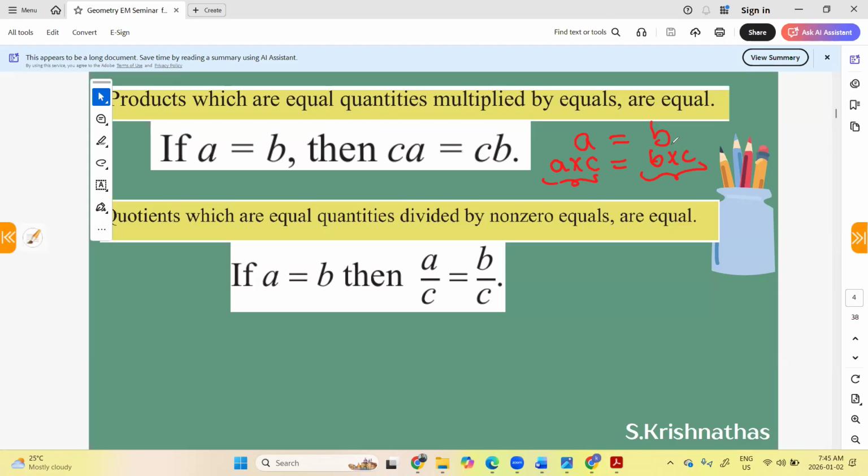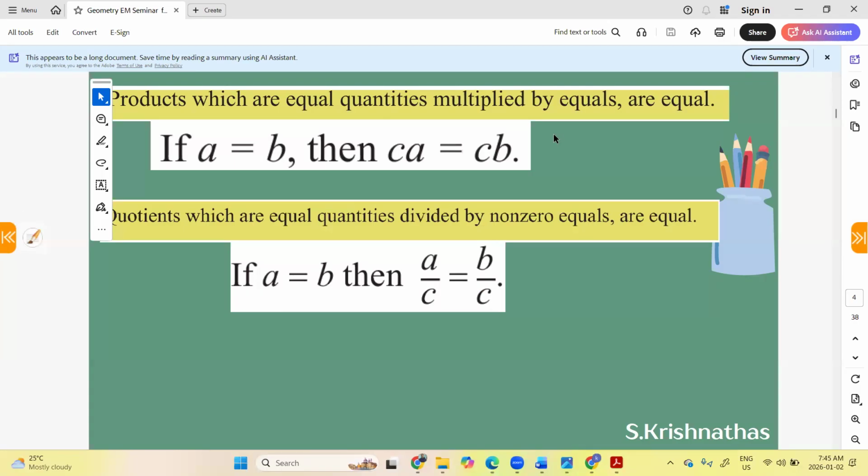If A equal to B, then A times C and B times C are equal. The quotients which are equal quantities divided by non-zero equals are equal. Non-zero means C is not equal to 0, right? You can divide by any other number, right? So if A equal to B, then A divided by C equal to B divided by C, right? Okay, these are the basic things about axioms. Okay, right. Now we can go to the theorems, students.